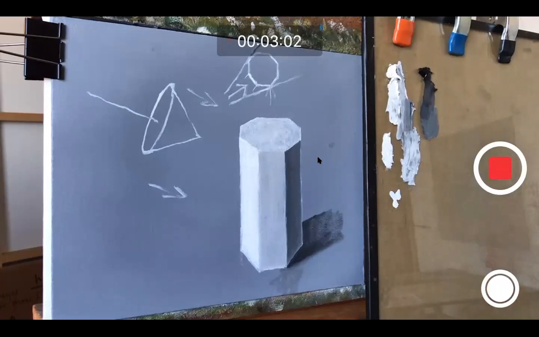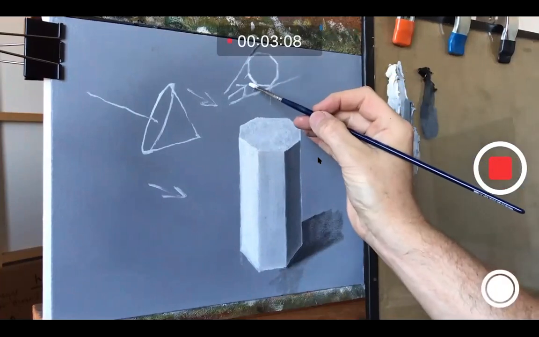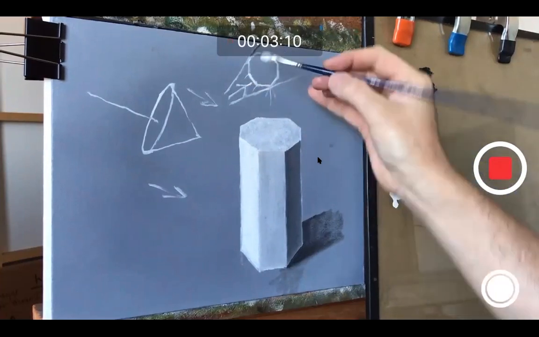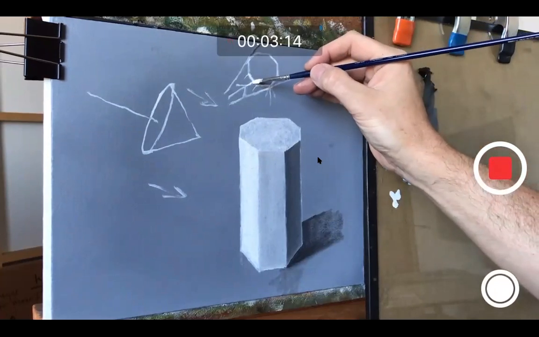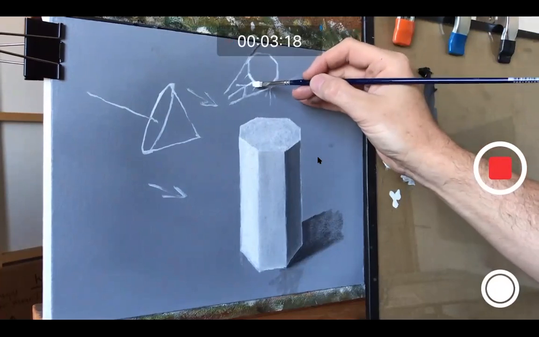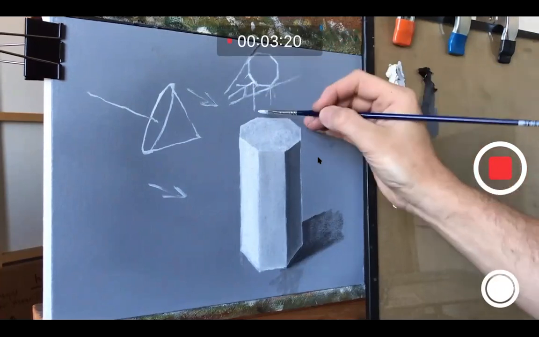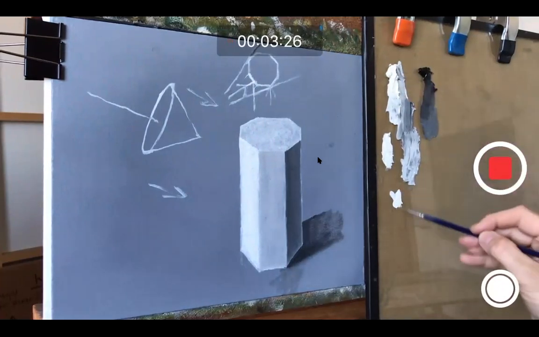And then if people remember, the highlight is going to be at the point on the form where the reflection creates equal angles back to the eye of the viewer.